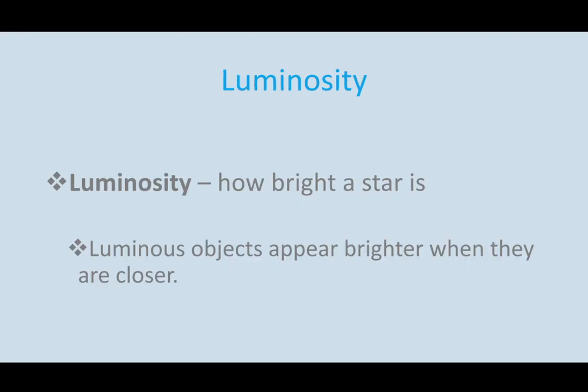Luminosity is another word for basically brightness. So luminosity is how bright a star is. And luminous objects appear brighter when they are closer. So if you ever have been camping or you've been outside in the dark and someone's had a flashlight, if they're far away, that flashlight seems very dim, but as they get closer, it gets brighter and brighter. And the same idea is true for stars.